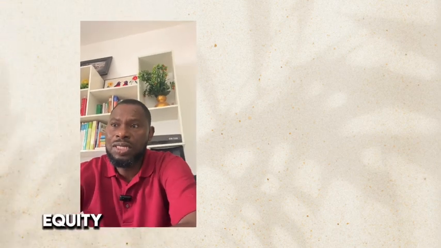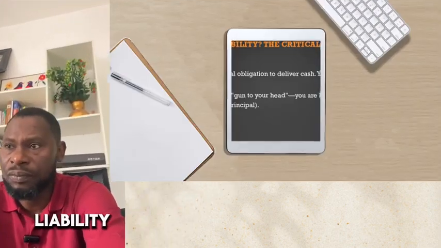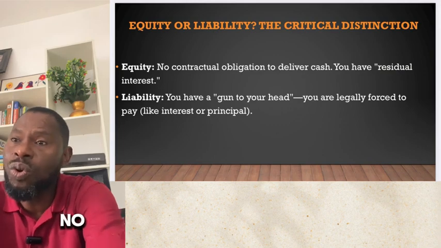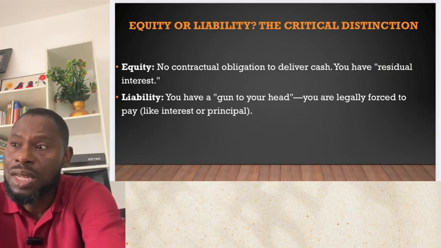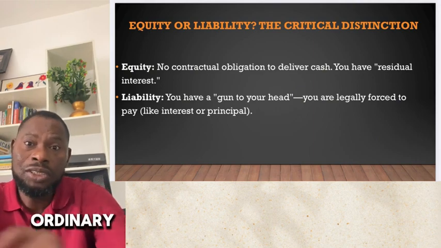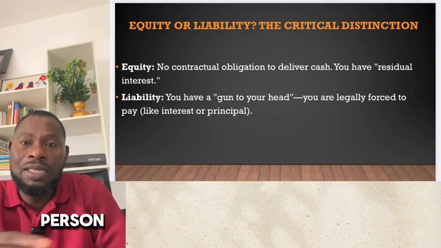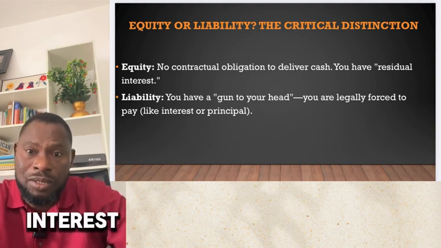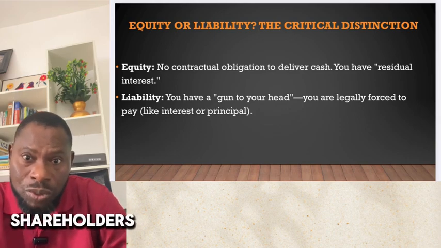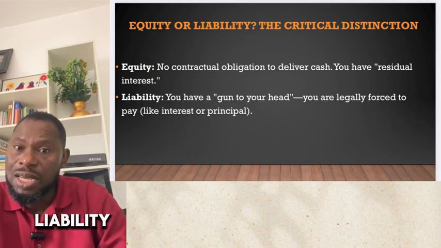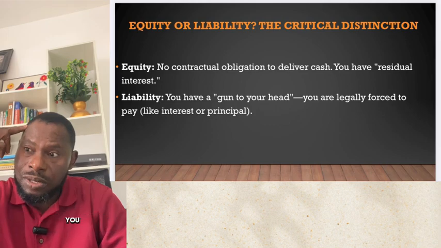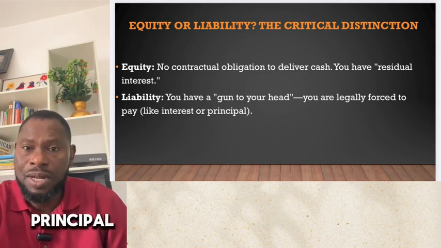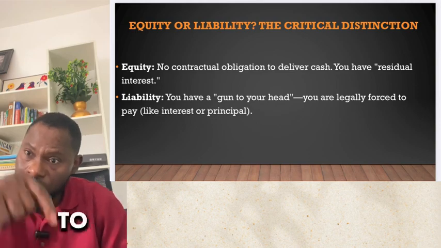Let's go to equity or liability. How do you know? Is it equity or is it liability? This is the critical distinction that I want to explain to you. If it is equity, there is no contractual obligation to deliver cash. You have residual interest. For ordinary shares, that's equity. If every other person has been settled, you have the asset. Once all the liabilities have been settled, it is the residual interest that we call equity. That is what belongs to the ordinary shareholders. But for liability, you have a gun to your head telling you that you are legally forced to pay their interest and also to pay principal. So you have to pay a particular percentage and you have to also pay the principal.